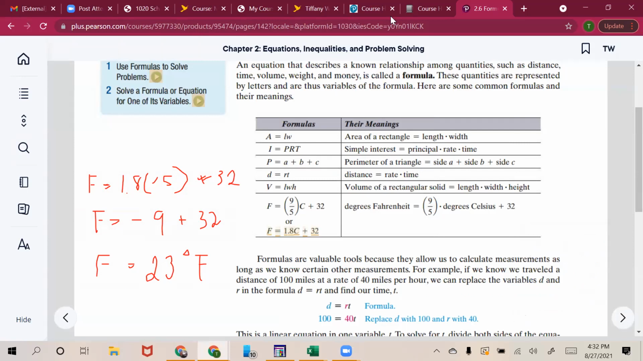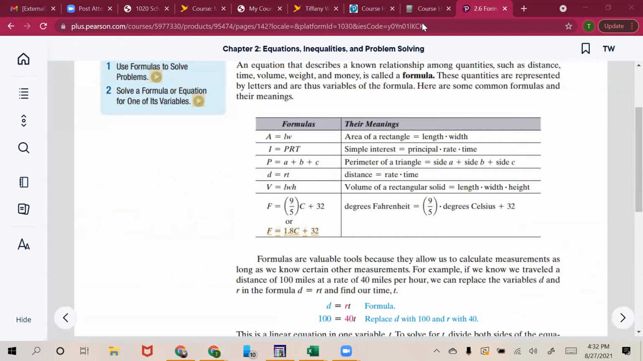Okay, let's clear our screen here. Clear all drawing. All right. What else can we do? Let's do 38. Let's do 38.